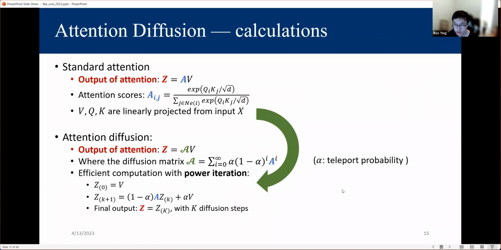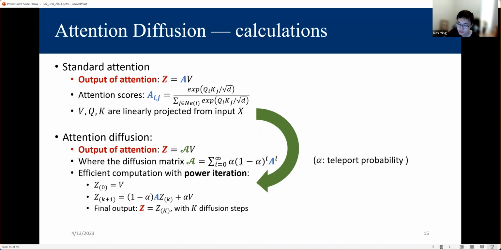Okay, so just a little bit of detail. That's probably the only technical slide, at least for this project. We have the standard attention using QKV, right? In attention diffusion, the only thing that gets changed is the adjacency, or I guess here the attention matrix gets replaced by this diffused attention matrix, the curly A.